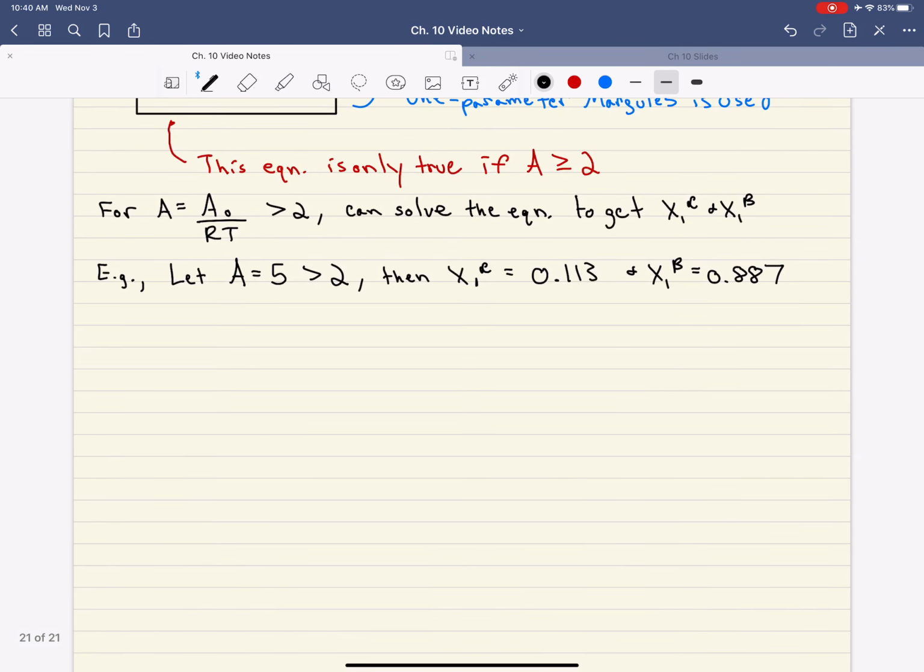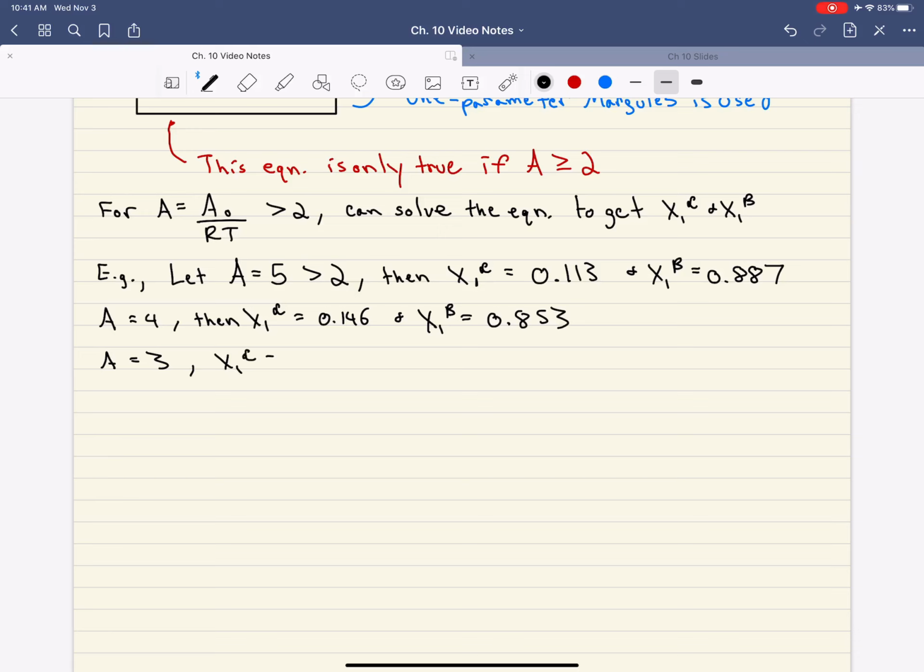Okay? If you decrease A so that it's 4, then your x1 alpha is, I looked at the wrong number, your x1 alpha is 0.146, and x1 beta is 0.853. Decrease A to 3.